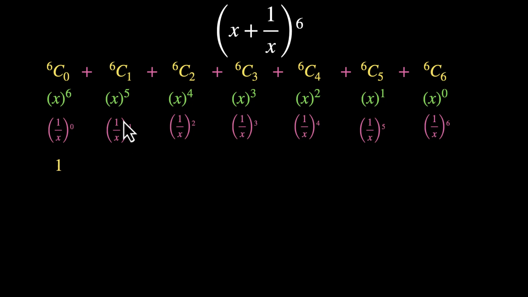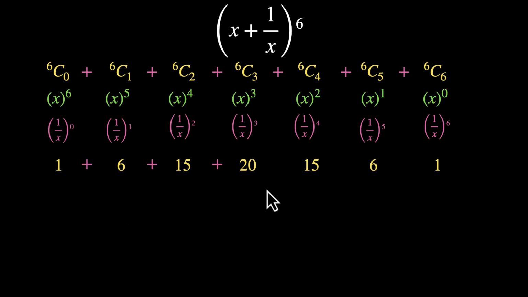So let's simplify things. 6C0 is 1, 6C1 is 6, 6C2 is 6 times 5, that's 30 by 2, 15. 6C3 is 6 times 5 times 4 by 3 times 2, so 6 cancels out, 5 times 4 is 20. And then 6C4 is again 15, and then we have 6 and then 1. There's a pattern, it goes up, peaks, and then comes down. So 1, 6, 15, 20, 15, 6, and 1.